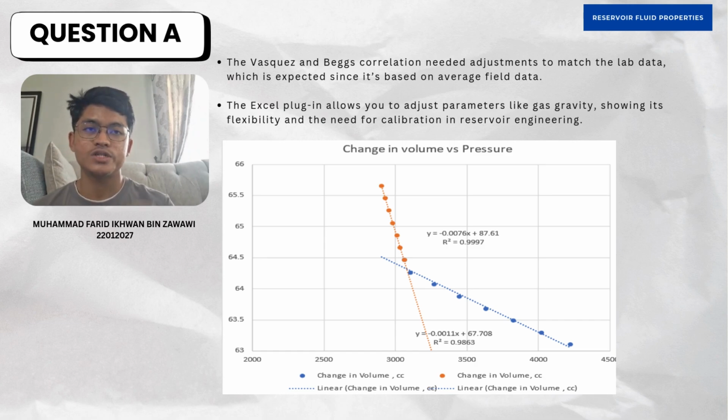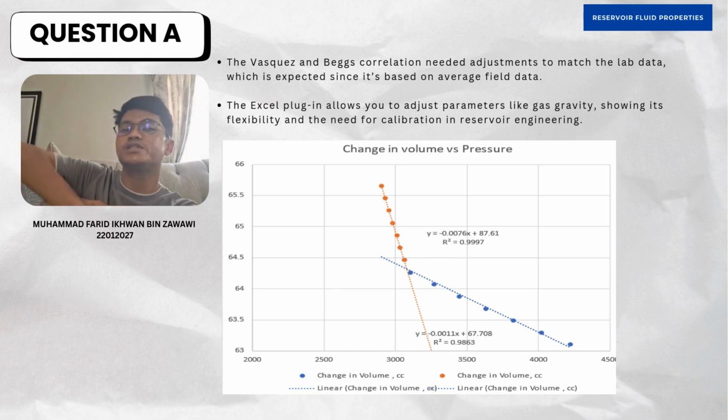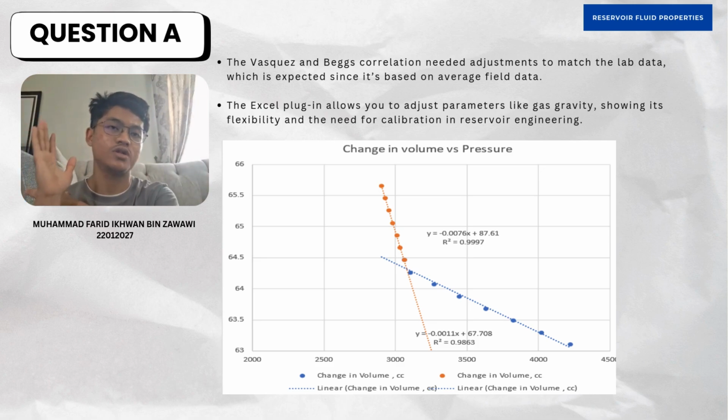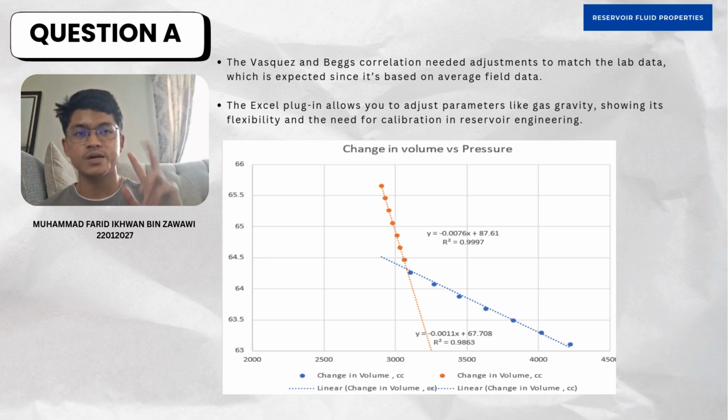Okay, for question A, it is divided into 2 parts. The first part is the determination of the saturation pressure from the intercept of 2 lines, below the bubble point and also above the bubble point. The second part is the comparison between the value that we got and the reported Pb from the CCE test, the Vasquez-Beggs correlation, and also the plug-in function.